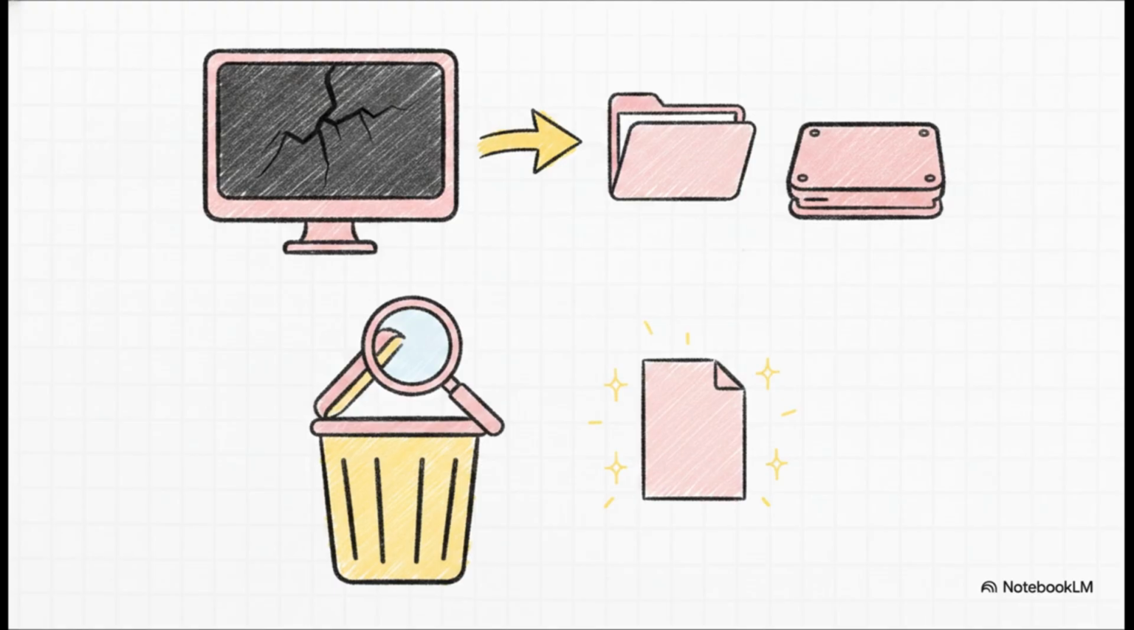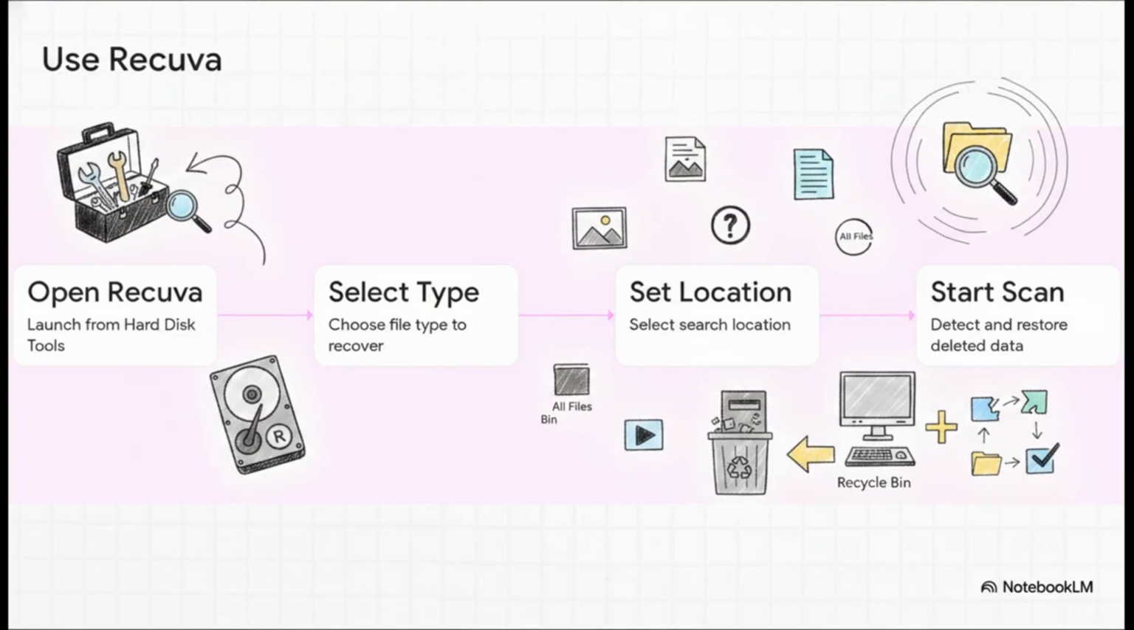Well, for that, we use a built-in tool called Recuva. Opening Recuva from the Hard Disk Tools folder launches this incredibly intuitive little wizard. First up, you just tell the tool what kind of files you're hunting down. Is it pictures, documents, videos, or just all files?